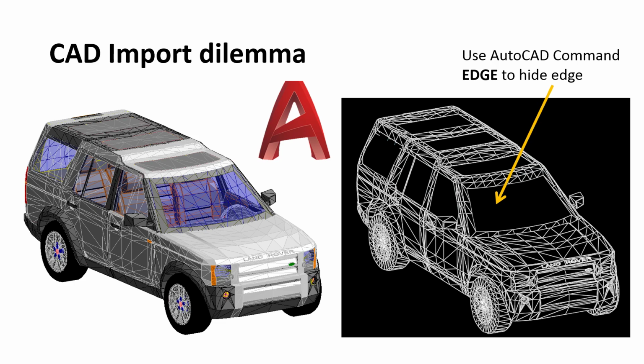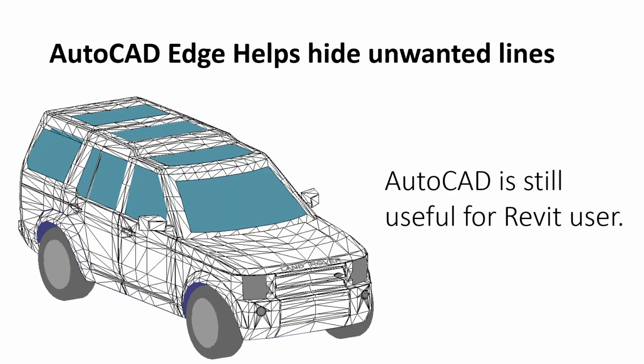So how do you fix it? What I typically do is export those CAD imports from Revit as a DWG. You have to use AutoCAD. Within AutoCAD, I open the file and use the command called edge, just to hide the edges. Probably later on I should demonstrate how that's done. Once you've done that and import the CAD back into Revit, it looks good. All the lines are gone, and you can now use it as a Revit family.